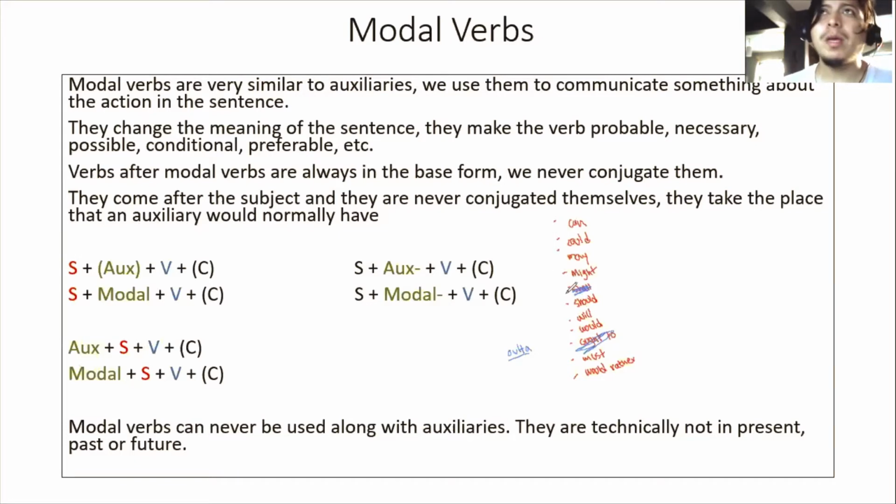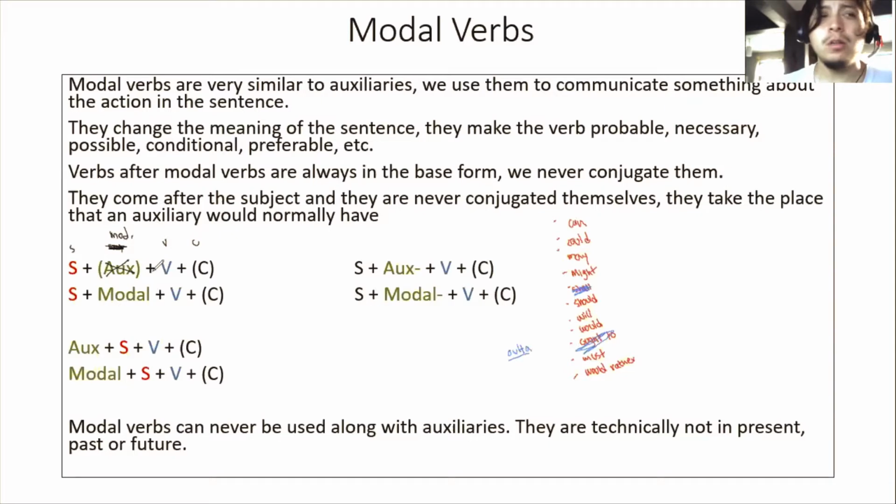So what do we have? It says modal verbs are very similar to auxiliaries. This is very important. Let's go back to the drawing board, and you remember that we have subject, auxiliary, verb, and complement. This is how we make affirmative statements. The thing is, when we have a modal verb, we use the modal verb instead of the auxiliary. We don't have an auxiliary, so we have a modal verb. So they are like interchangeable.